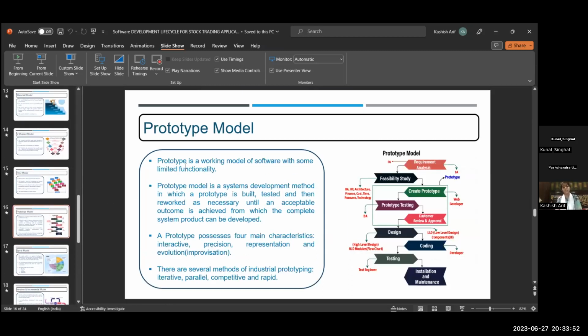So, what is prototype model? Prototype model is the working model of software with limited functionality. Prototype model is a system development method in which a prototype is built, tested, and then reworked as necessary until an acceptable outcome is achieved, from which the complete system product can be developed. A prototype possesses 4 main characteristics: interactive, precision, representation, and evolution. There are several methods of industrial prototyping: iterative, parallel, competitive, and rapid. In this model, we develop the prototype of a software in the first step. These are the several phases of prototype model.